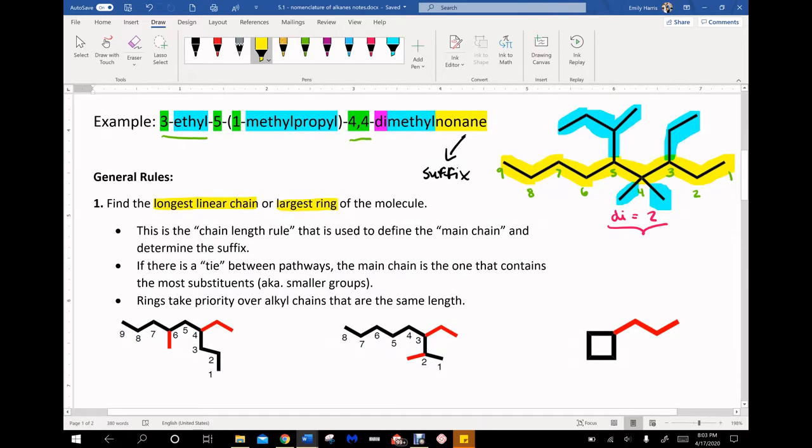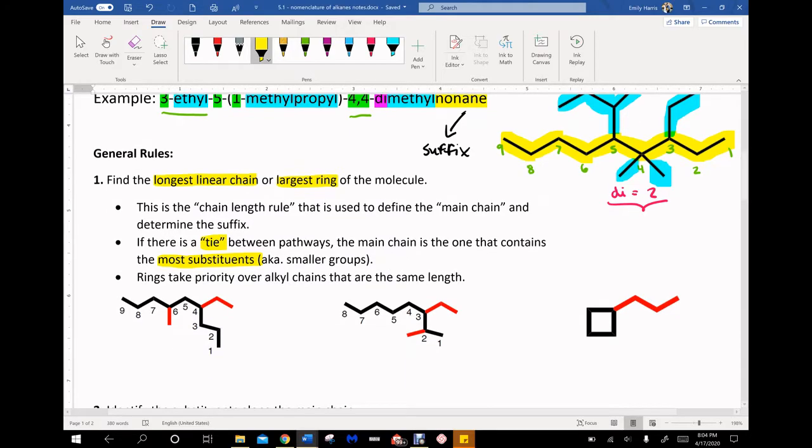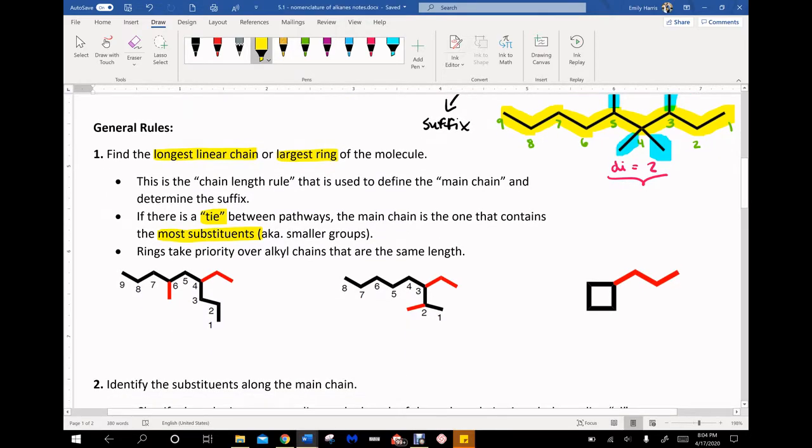And if you happen to have a tie between how long the chain can be, the main chain is going to be the one that contains or is attached to the most substituents or smaller groups. And also, if you're faced with a ring versus a chain, if they're the same number of carbons long, the ring will take priority over the chain. So let's practice here for a second.